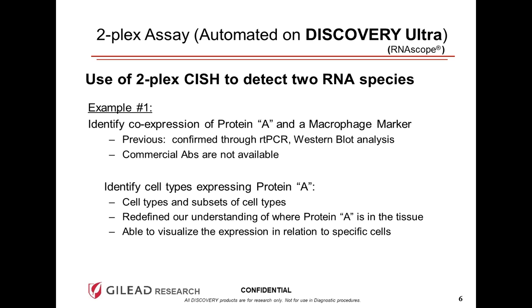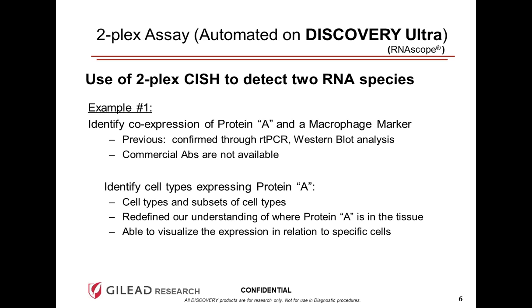So the next example I'm going to show you is how we utilized a 2-plex in situ hybridization to detect 2 mRNA species and how they helped confirm data in our projects. In my first example, I'm going to show how we identify the co-expression of a protein and a macrophage marker by using the commonly used macrophage marker that everyone knows is CD68.